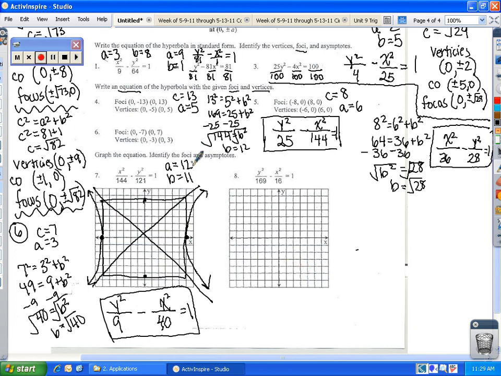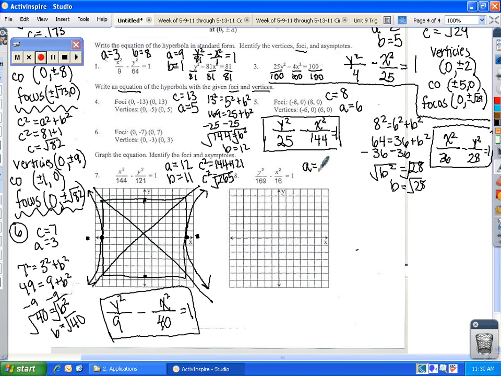To find c, of course, you'd want to plug it in. So it would be c squared equals 144 plus 121. And 144 plus 121 is going to be c squared equals 265, and then the square root of 265. And again, they're going to be somewhere out here, but you won't have room to graph those on this graph.